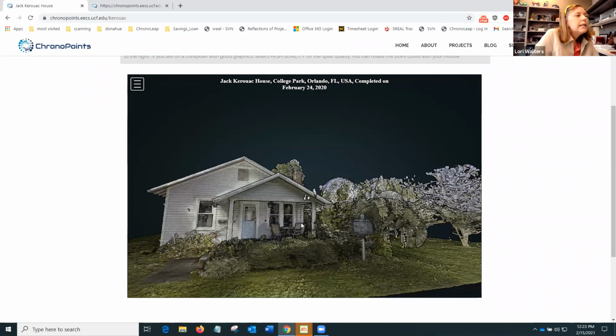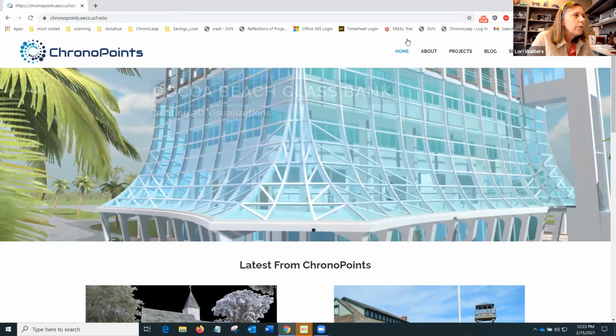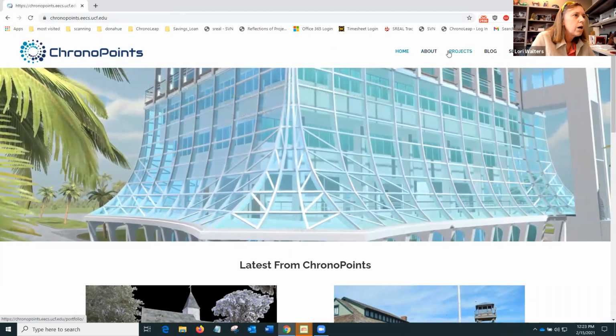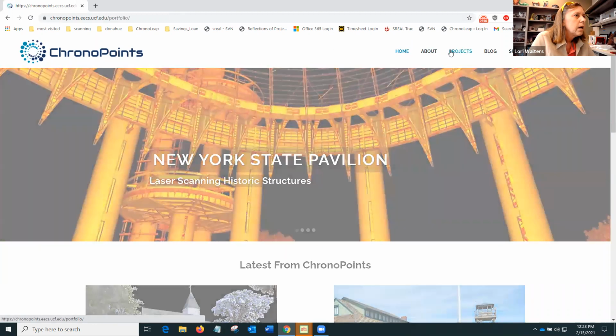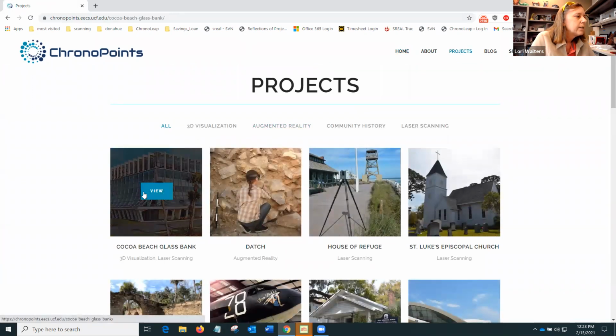So let me take you now to the Cocoa Beach Glass Bank, because people have a tendency to say that I really, really like the Cocoa Beach Glass Bank, and it's so true. So I'm going to close the Jack Kerouac house out, and show you the Cocoa Beach Glass Bank. Let me go to our project page real quick, and then go to the Glass Bank.